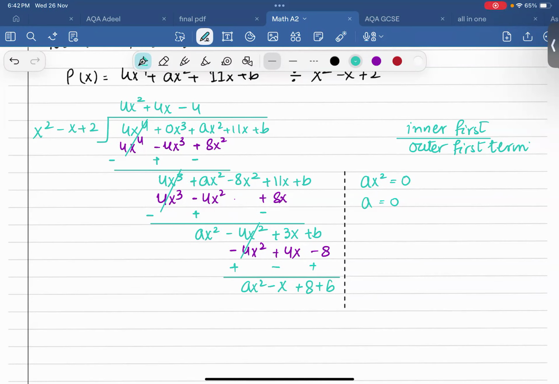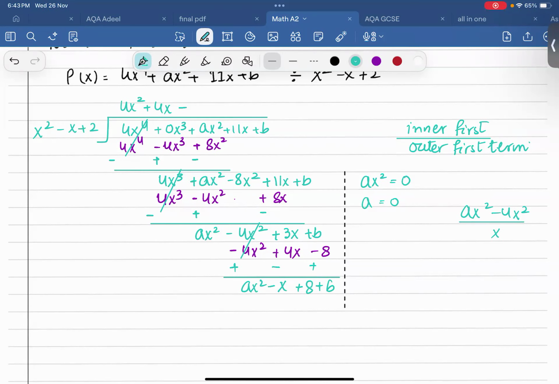Hey, by the way, wait. We have to take negative 4 and a as well, right? A times negative 4 to get everything cancelled, right? Because in the last step, the inner first term is ax squared minus 4x squared, right? And the outer first term is x squared, right? So it is going to be a minus 4, right?